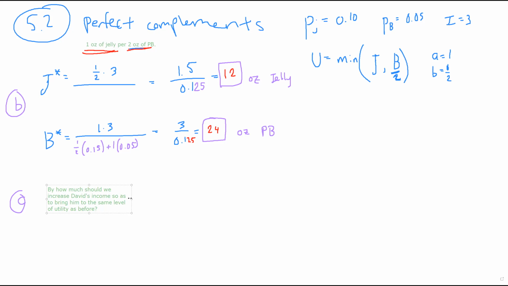Let's start by figuring out how much utility he had back when he was in part A. In part A, David purchased 15 ounces of jelly and 30 ounces of peanut butter, thereby giving him U equals min(15, 30/2) equals 15, a utility of 15.